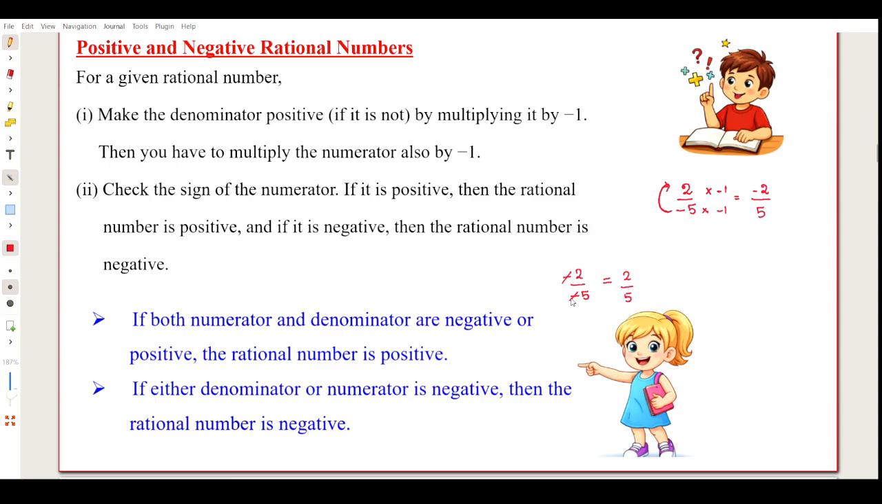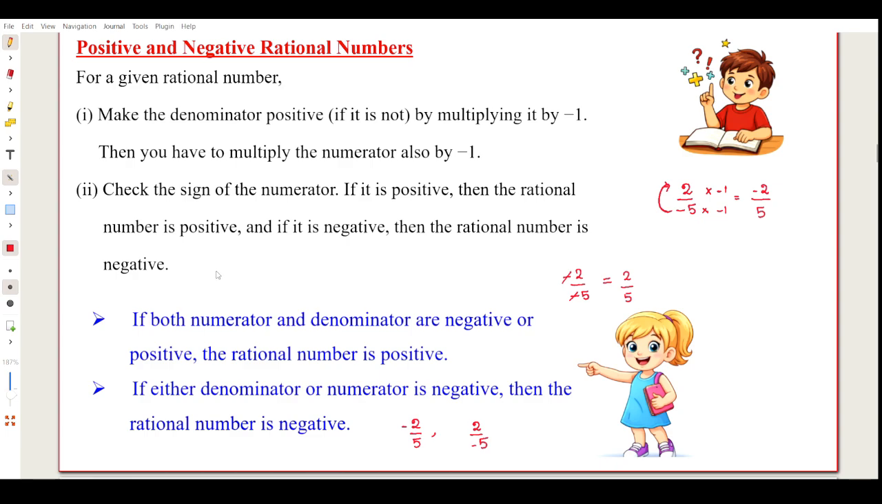No, minus minus will get cancelled, and we will get a positive. Second, if either the denominator or the numerator is negative, then it's a negative rational number. For example, minus 2 by 5, or 2 by minus 5, are both negative rational numbers. This is how we can identify whether the given rational number is positive or negative.